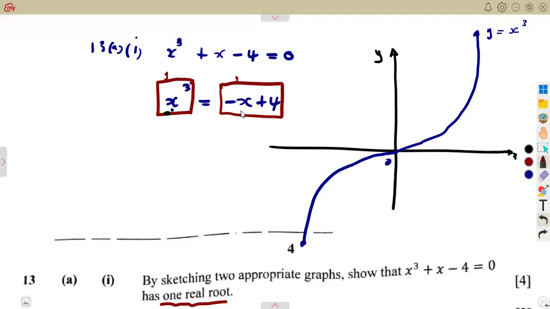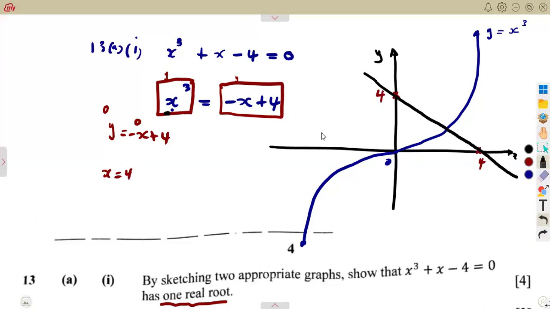For the graph of minus x, which is y is equal to minus x plus 4, that's a straight line graph. And we do understand for a straight line graph, we just need the intercepts, the x-intercept and the y-intercept. When y is equal to 0, x is going to be what? x is going to be 4. So meaning to say we have got a point at 4. What about when x is equal to 0? y is also 4. So we've got a 4 there. Then we can join.